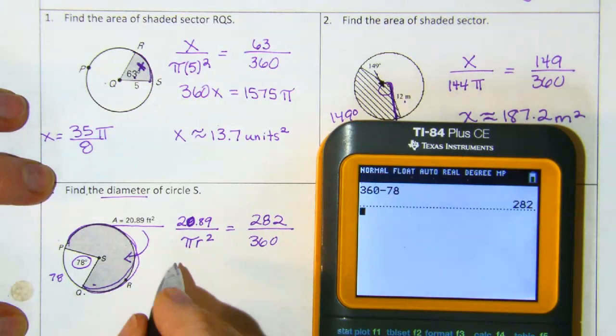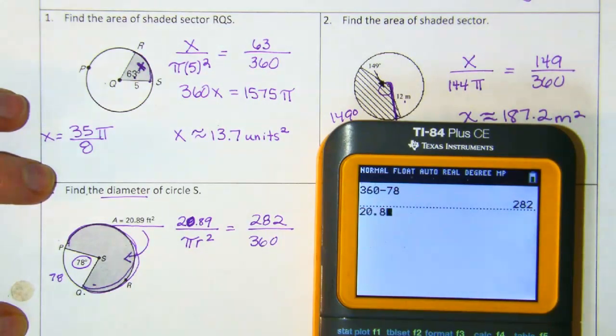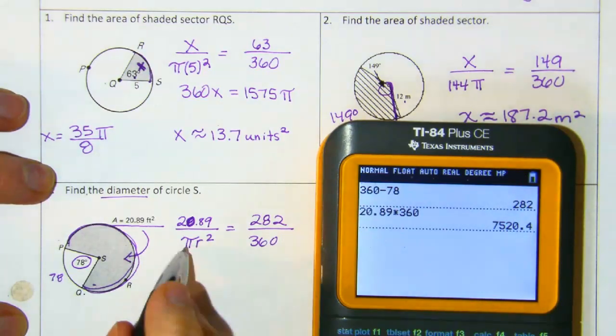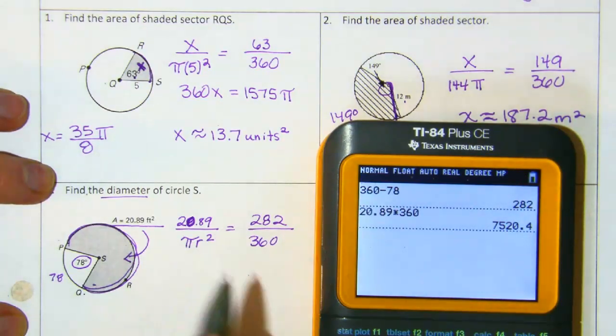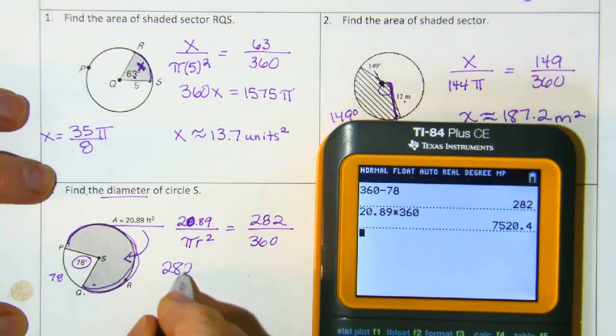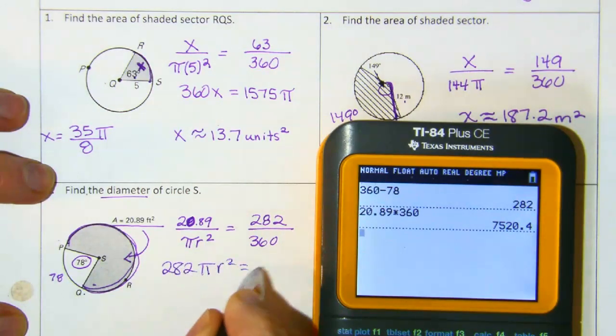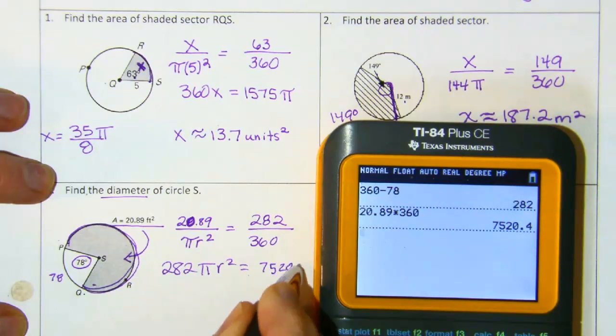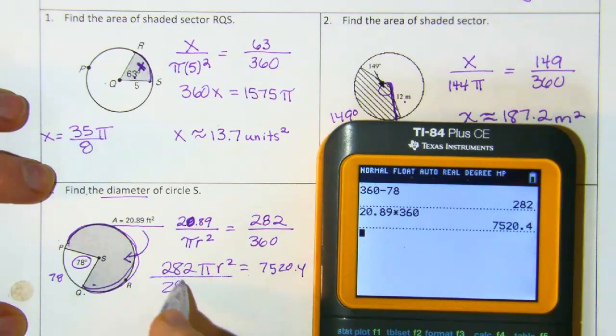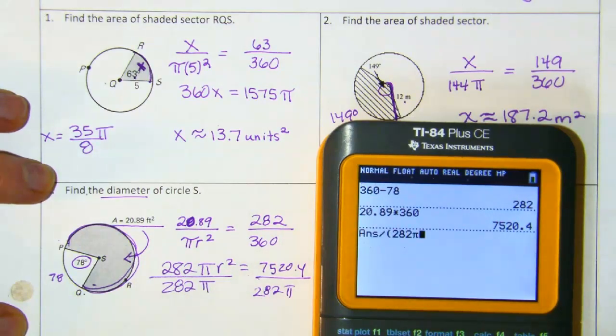Now, for this one, we're going to go 20.89 times 360, okay? And then that is going to be divided by, so let's write this out. We have 282 pi r squared equals this number. So to get the r by itself, we need to divide by 282 pi on both sides. Now, again, use parentheses so your calculator will be forced to do order of operations.